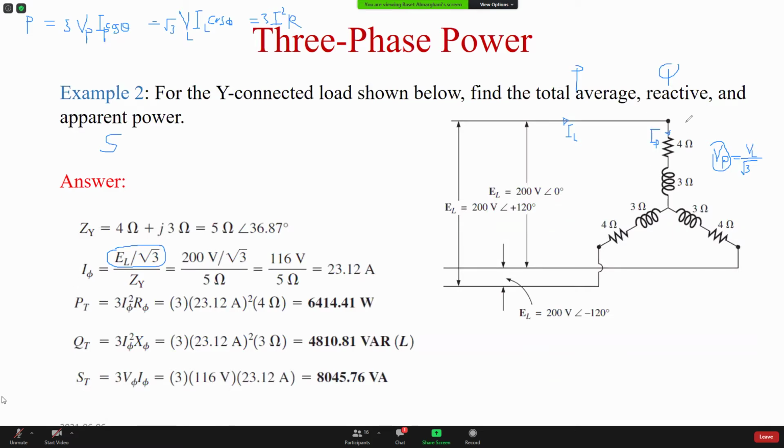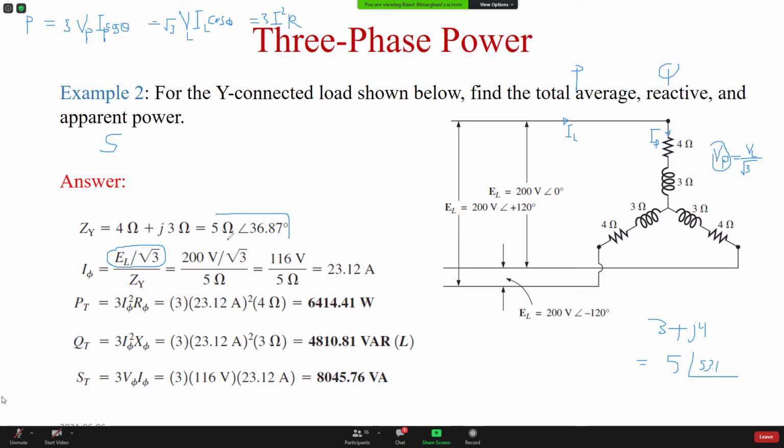Now what is the Z phase? It is this one, which is 3 plus J4, which is another way, 5 angle 53.1. So they only used the magnitude here, 5. The angle, they did not use it. If you use the angle, that's okay.